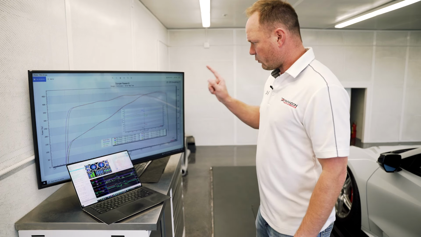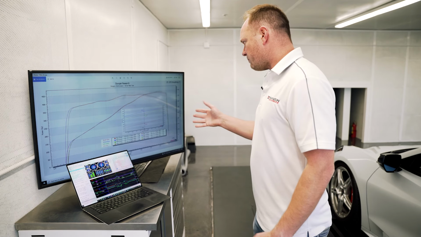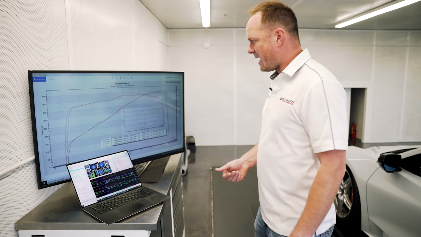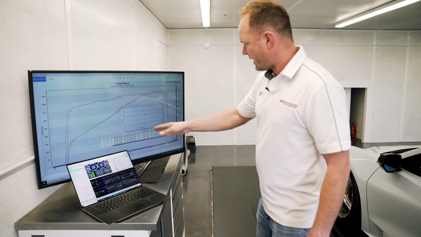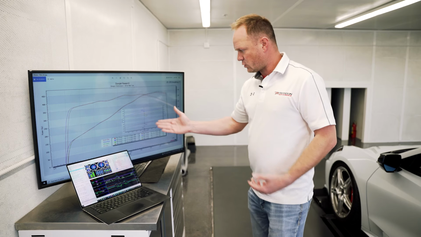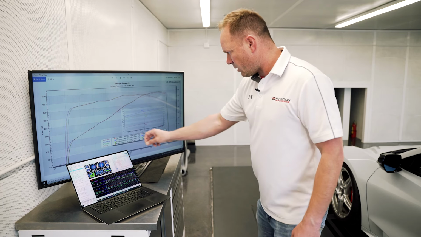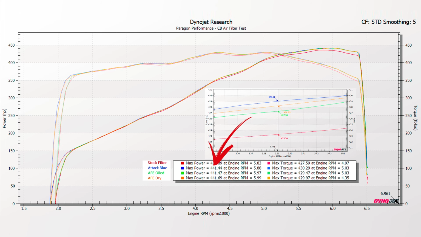So what we found with our testing was that all the air filters produce roughly the same gain over stock. Our stock baseline run is at 435 horsepower, 427 torque. Pretty standard for these cars. We've dynoed a lot of them and they always seem to land between 430 and 440.